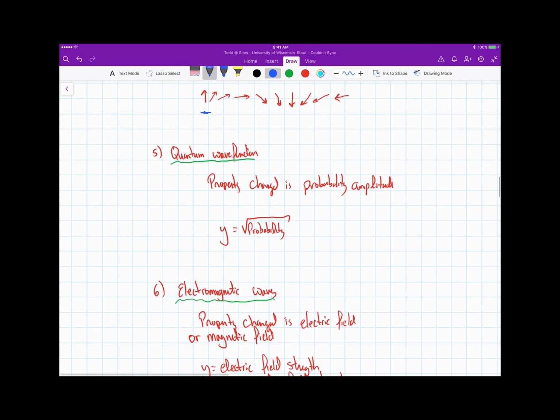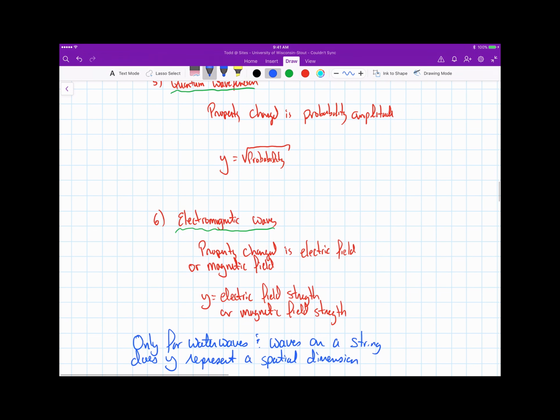And then finally we get to the case of the electromagnetic wave, which is what we're really interested in. In the case of the electromagnetic wave, the thing that's waving is either the electric field or the magnetic field. And so y, whatever we use here, is our electric field strength or magnetic field strength. We'll be spending a lot of our time just focusing on the electric field.